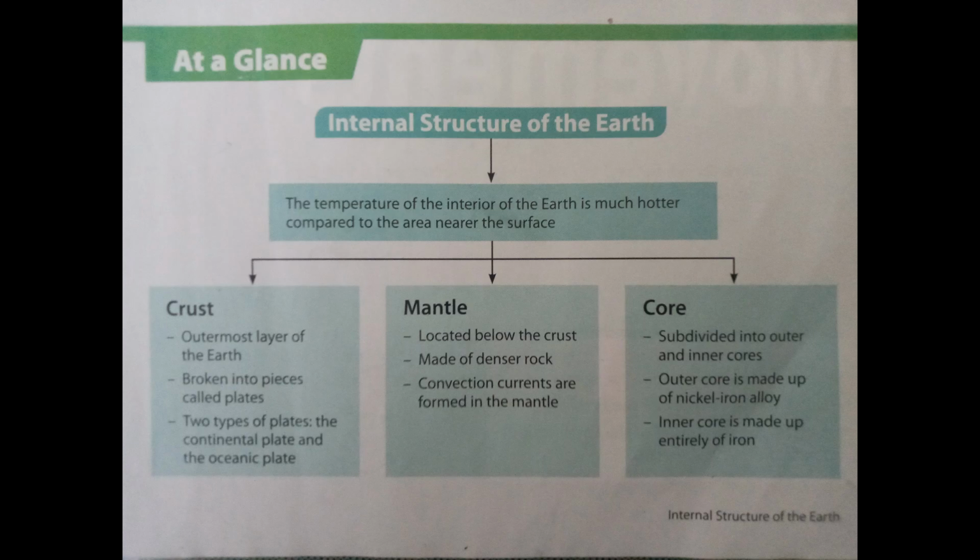Crust, the outermost layer of the Earth, broken into pieces called plates. 2 types of plates, the continental plate and the oceanic plate. Mantle, located below the crust, made of denser rock. Convection currents are formed in the mantle. Core, subdivided into outer and inner cores. Outer core is made up of nickel iron alloy. Inner core is made up entirely of iron.